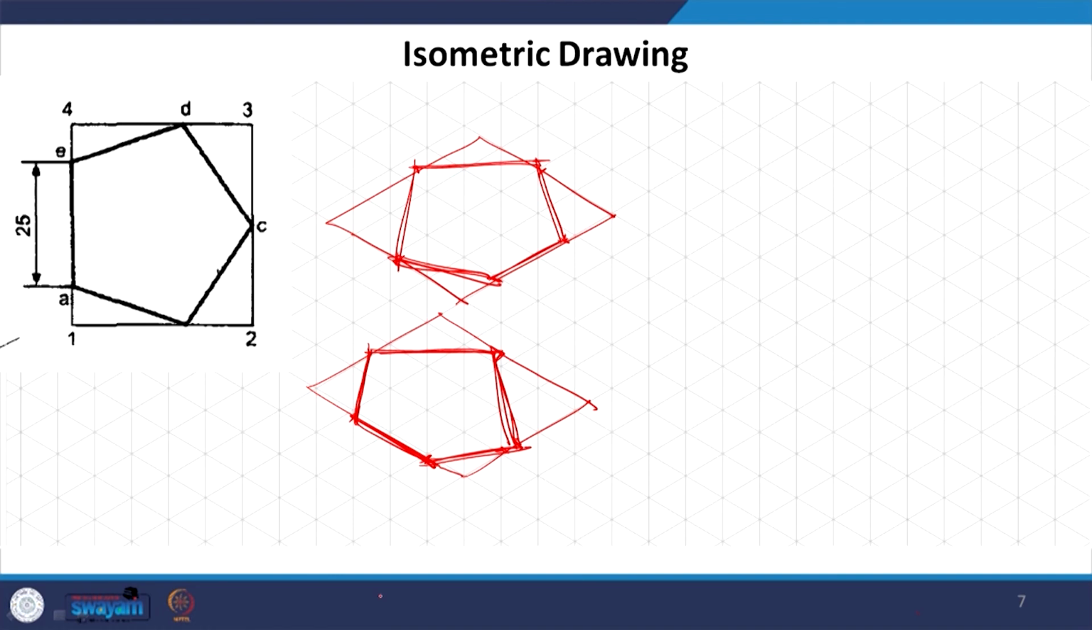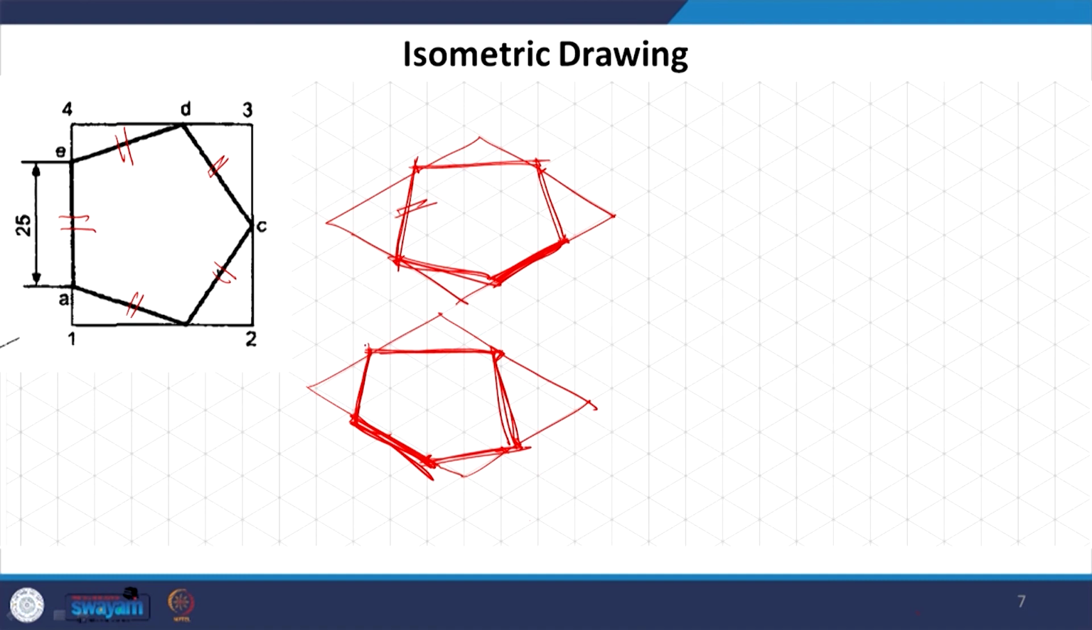One thing you have to remember very clearly is that you cannot measure the non-isometric lines; you should never measure them. Sometimes they will be elongated, sometimes diminished, for example this one and this one here. In the original pentagon they are all equal, but when you draw it in isometric, only the isometric lines can be measured; the rest can only be visualized. So never try to measure the non-isometric lines, only the isometric lines.